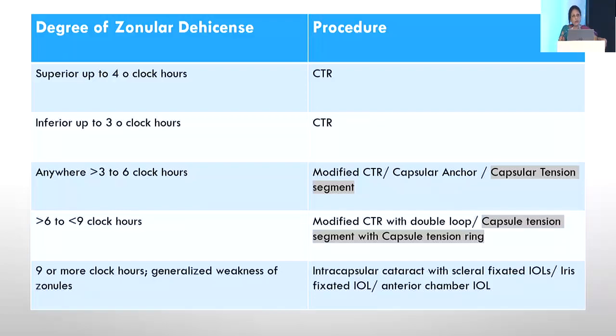And a CTR is available in an injector form also. A very cheap injector is available by Madhu Instruments, 200 rupees, and it goes right into the bag. And anything between more than 6, less than 9 o'clock hours, CTS with a CTR, and if it is more, then it is better not to waste your time, just go directly for a scleral fixated IOL.